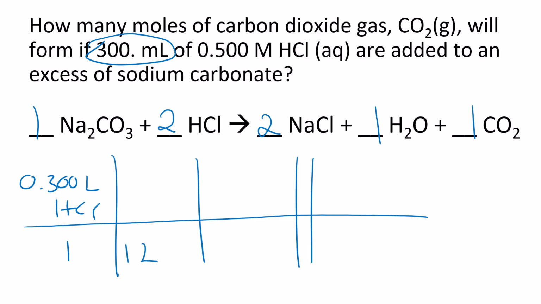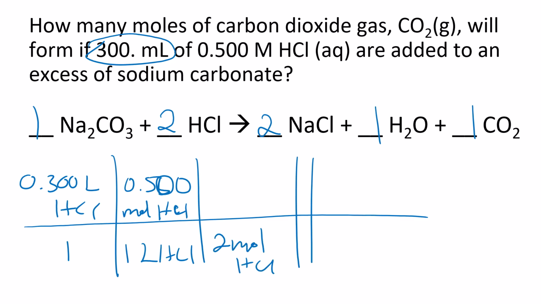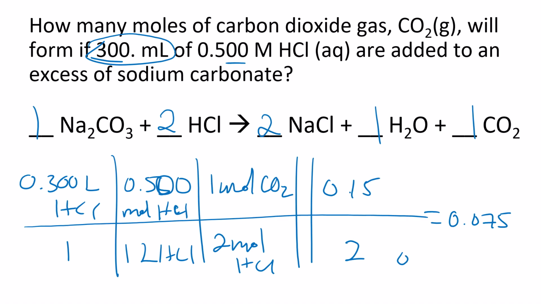So let's see, 1 liter of HCl on the bottom, 0.50 moles of HCl on the top, then 2 moles of HCl on the bottom, and then 1 mole of CO2 on the top. 2 moles here, 0.3 times 0.5 is 0.15, I'm sorry, divided by 2 is 0.075. 3 sig figs, so it becomes 0.0750 moles of CO2. My bad. Moles of CO2.